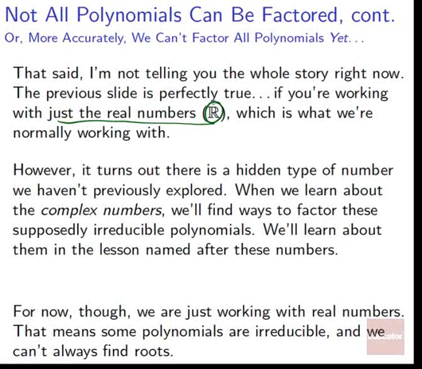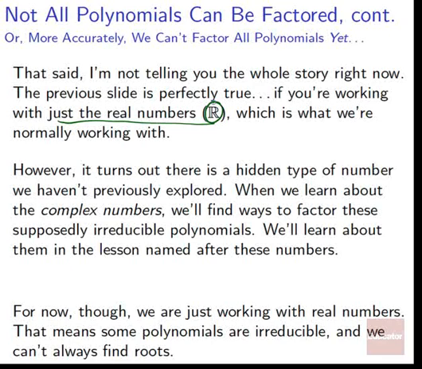But for now, we're just working with real numbers, and in general, we'll just be working with real numbers in this course. Real numbers are really useful. You can do a lot of stuff with them, so it's enough for us to be working with real numbers generally. So that means, for us, right now at least, some polynomials are simply irreducible, and we can't always find roots for everything in a polynomial because we can't break it down, because there are things that just don't have roots based on how real numbers work.